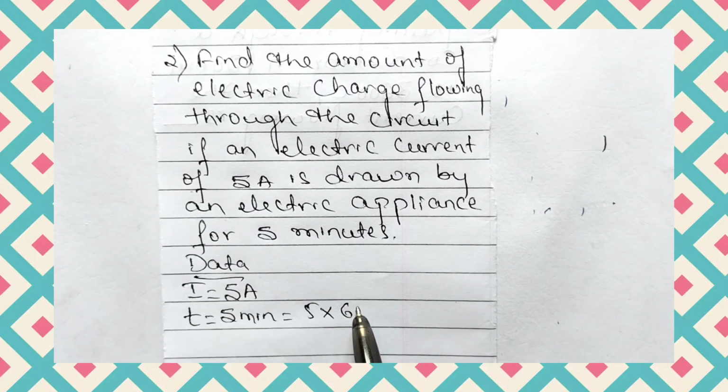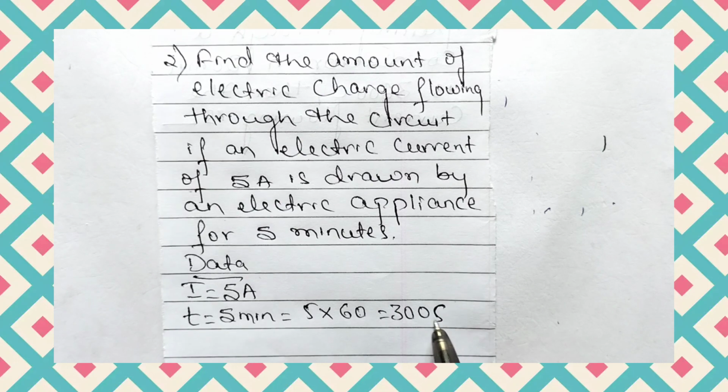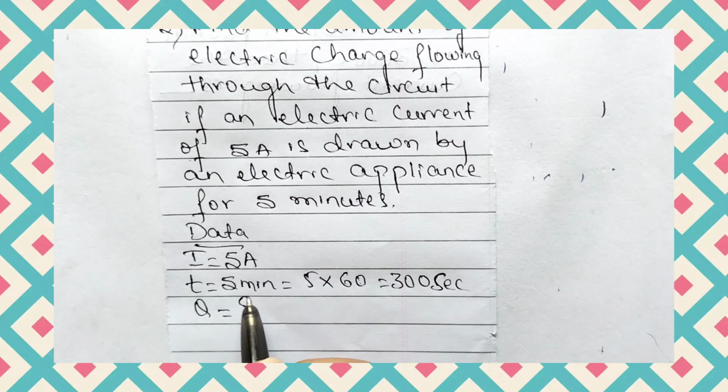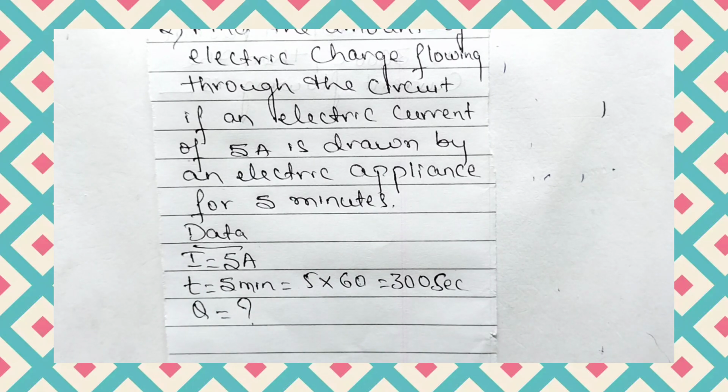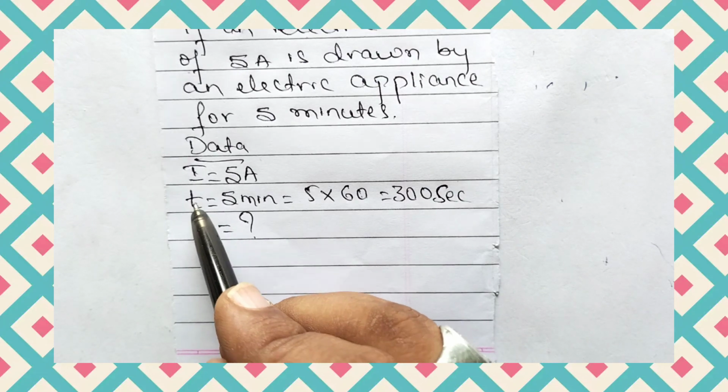5 into, for 1 minute 60 seconds. So 5 zeros are 0, 5 6 are 30. So 300 seconds. So I given, T given, we have to find out Q. So Q is equal to question mark. We don't know what is Q. So what is the relation between I, Q and T?